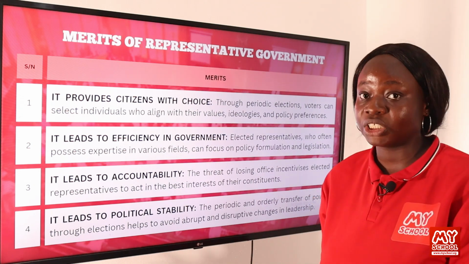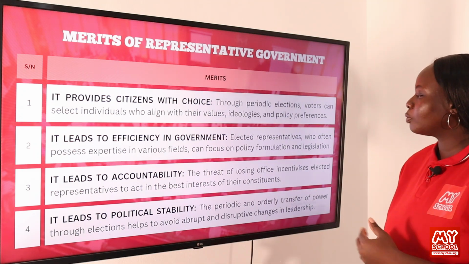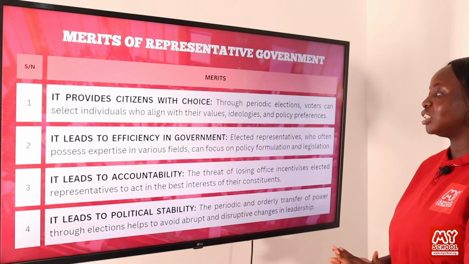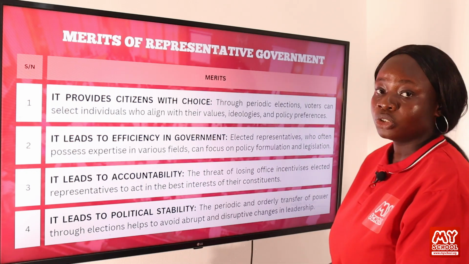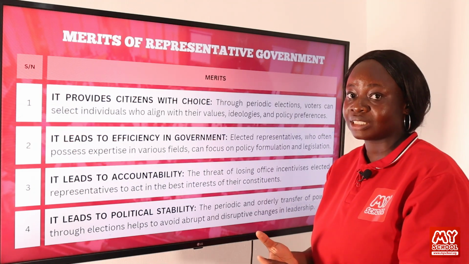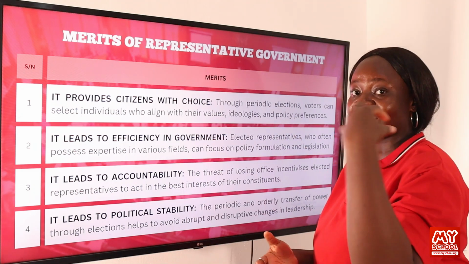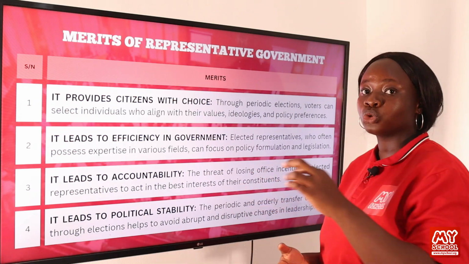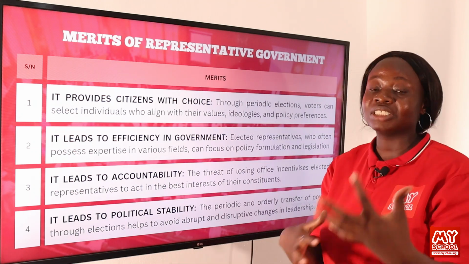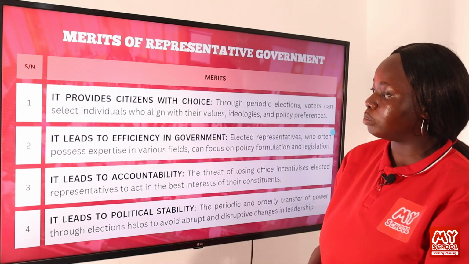It also leads to efficiency in government. Elected representatives who often possess expertise in various fields can focus on policy formulation and legislation. So rather than citizens making decisions about things that they do not understand, they can choose someone who has expertise, who has knowledge of how to adequately implement policies within the society that will favor them. This leads to efficiency in government.